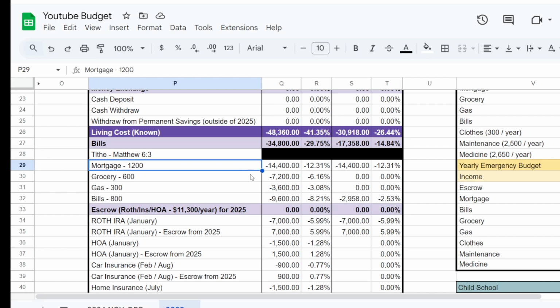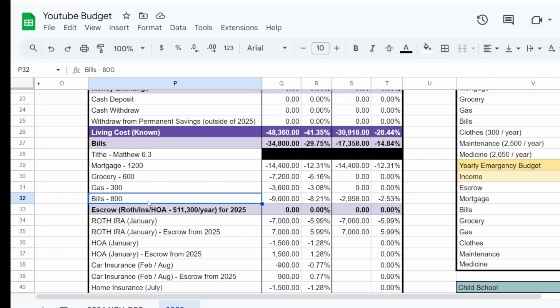So my mortgage every month is $1,200. So in a year, it's 14,400. My groceries I anticipate spending every month is $600. And so in a year, it's 7,200. Gas is $300 a month, so it's 3,600 a year. And then bills are my utility bills and gym fees. That is $800 a month and 9,600 a year.